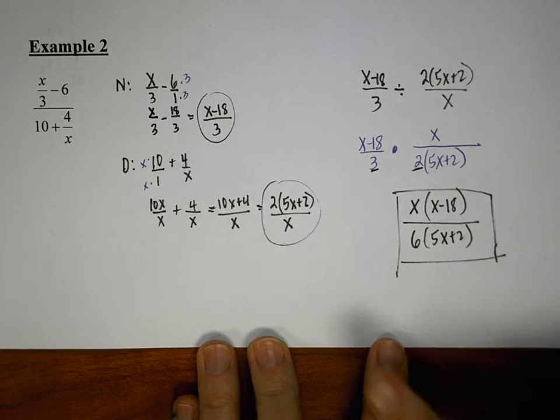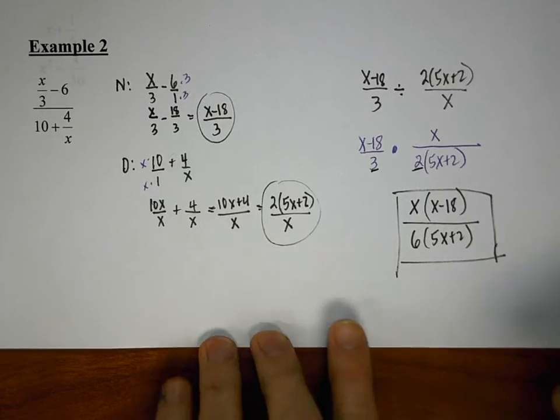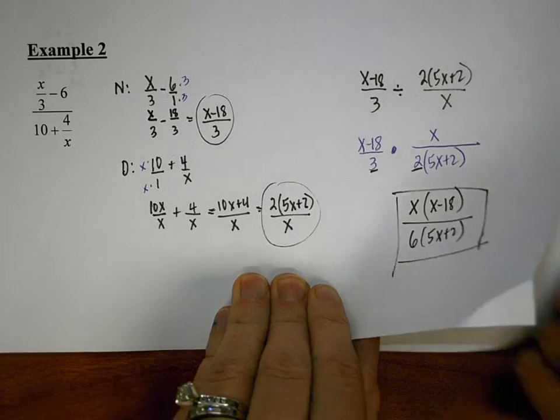And you can always double check if you can reduce, but again, looking here, nothing will reduce. Moving on to example 3.